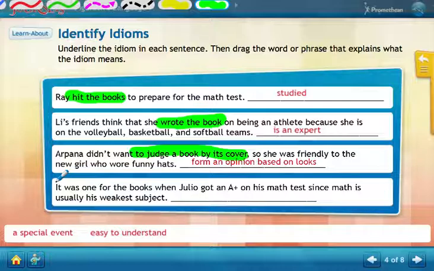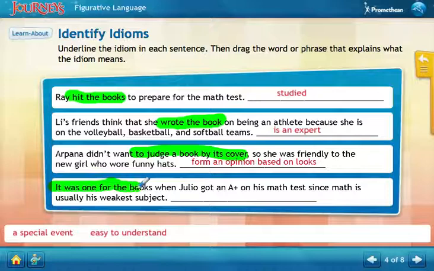It was one for the books when Julio got an A+ on his math test, since math is usually his weakest subject. Let me read that one again. I had some trouble. It was one for the books when Julio got an A+ on his math test, since math is usually his weakest subject. Okay, so the idiom here was it was one for the books. What do you think that means? Easy to understand or a special event?